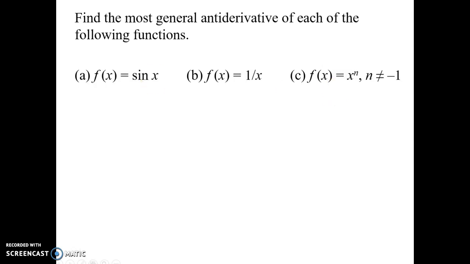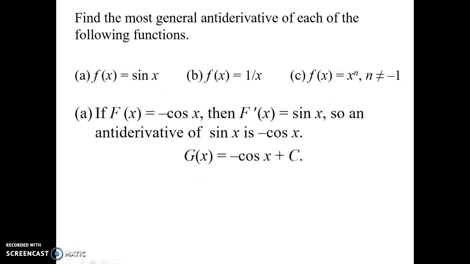is sine of x? Well, if we think about this, the derivative of cosine is equal to negative sine of x, which means the derivative of negative cosine of x must equal sine of x. So the antiderivative of sine of x is negative cosine of x plus c.